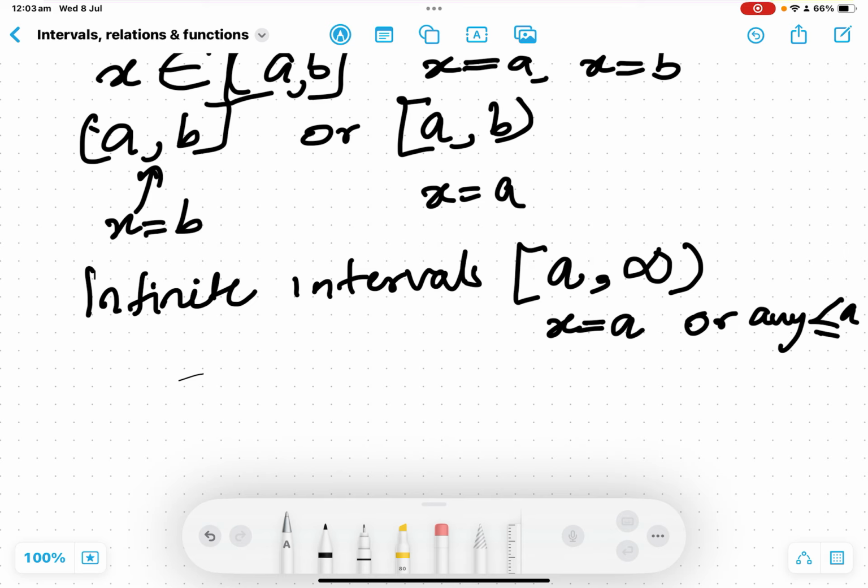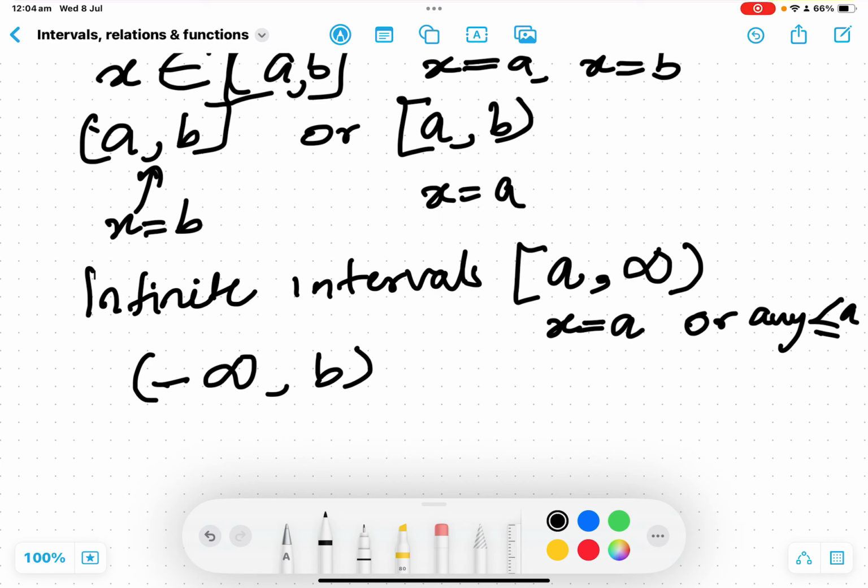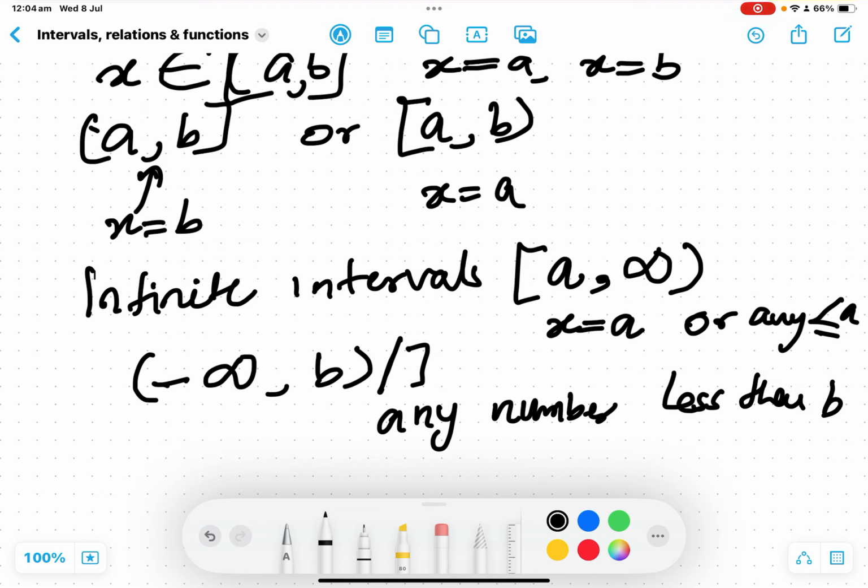Or else we can say negative infinity to B. With B, it can be a round bracket or a square bracket. So this interval says any number less than B.